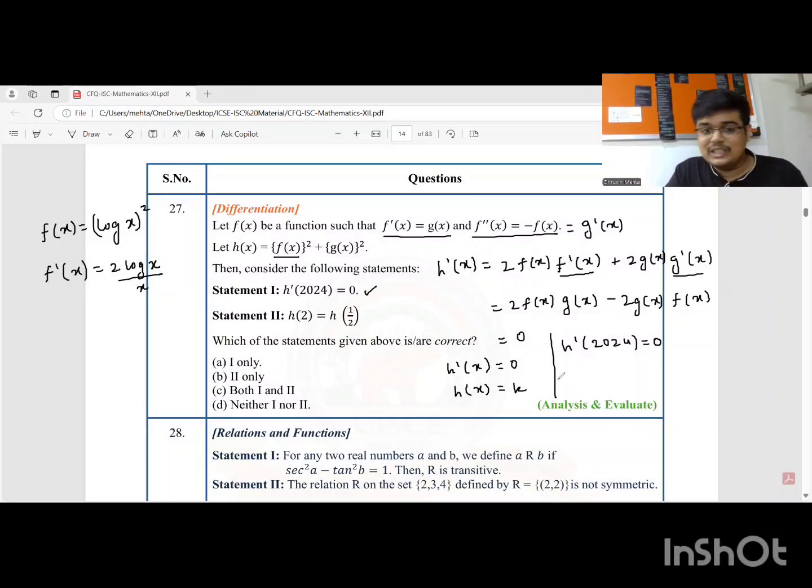Statement 2, h of 2 is equal to h of half. Now, when we say it's a constant function, whatever is x, the answer is always k. So do you understand, h of 2 is also k, h of half is also k. And therefore, h of 2 is equal to h of half. So statement 2 is also true. I hope you understood this question. We'll proceed to the next one.